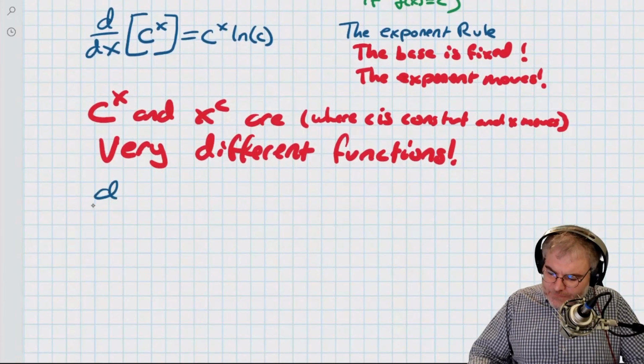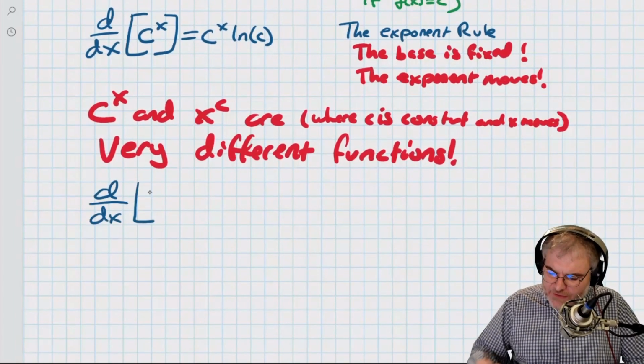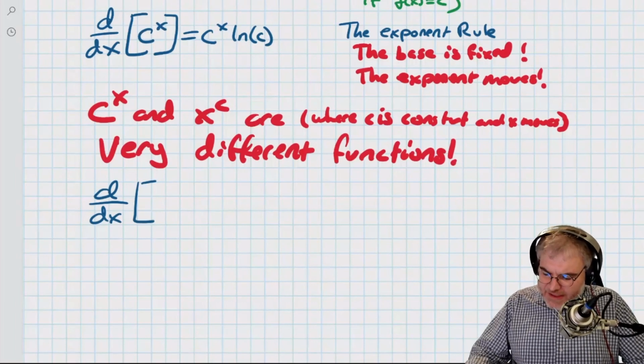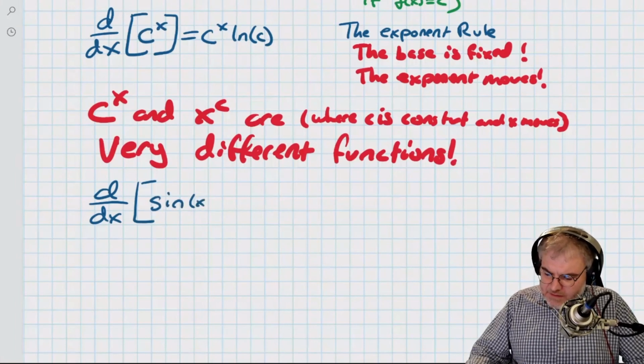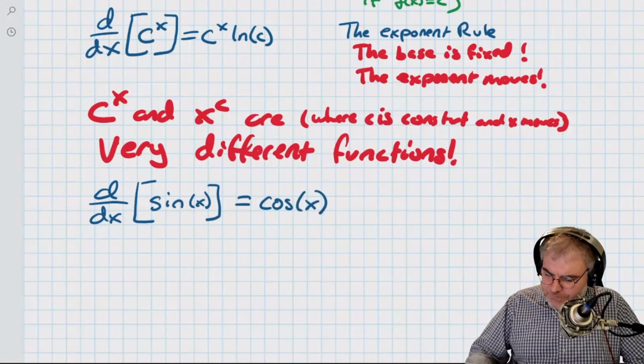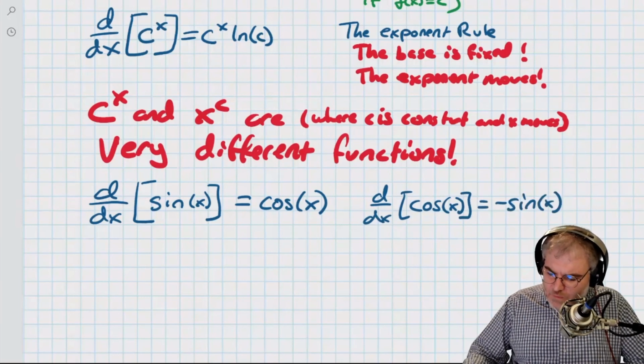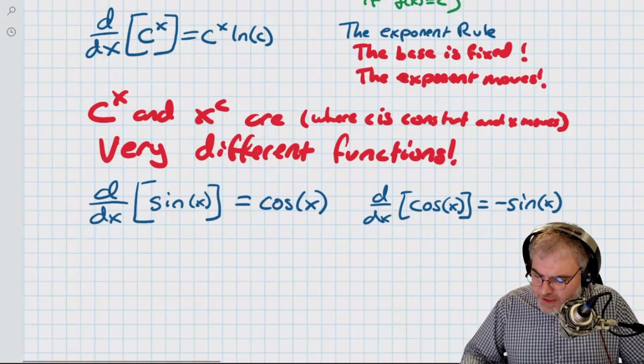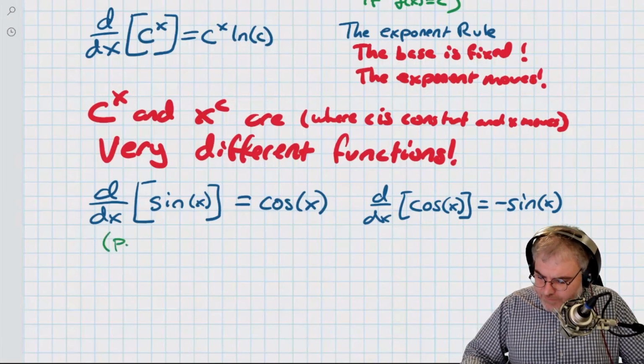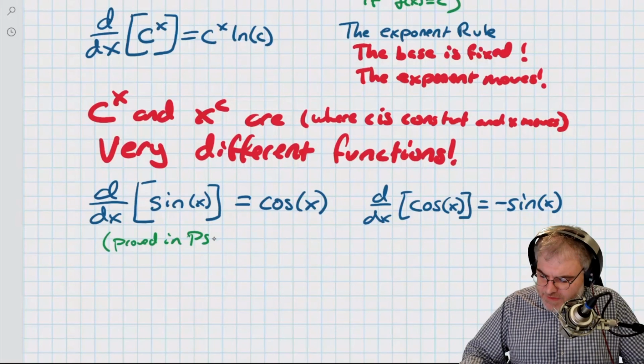All right. The next one, the derivative d over dx of sine of x equals cosine of x. d over dx of cosine of x equals negative sine of x. We proved this in problem set 3, Chaser. It was that bonus packet.